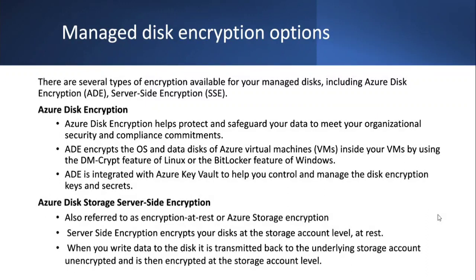When you write data to the disk, it's transmitted to the underlying storage account unencrypted and is then encrypted at the storage account level. So when your data is transmitted to the storage account level, by that time it is unencrypted, but as soon as it starts storing the data, it starts encrypting at the storage account level.